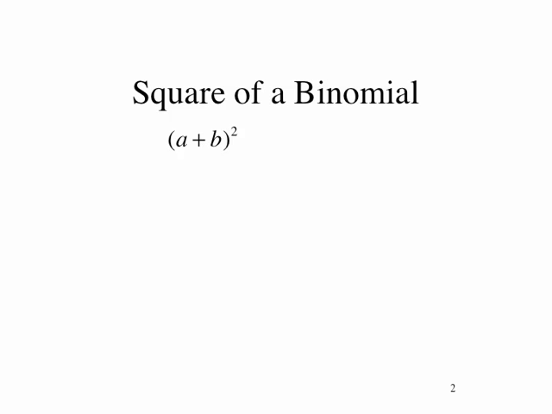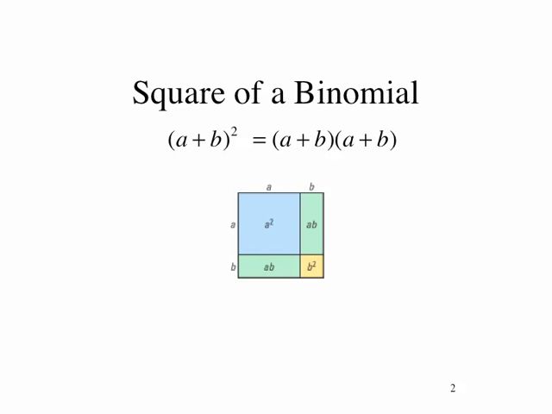The first pattern we're going to look at is called the square of a binomial. We take a binomial, that's an expression that has two terms, in this case a and b, and we take that whole expression and we square it. If we were to write this squaring out the long way, we would have a plus b times a plus b. If we were to draw this out using an area model, we would have a square that is a plus b units along one side and a plus b units along the other.